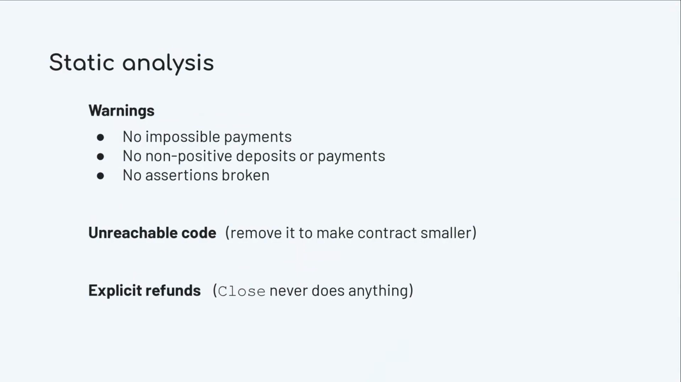On the other hand, static analysis has three modes: warnings, unreachable code, and explicit refunds. And warnings will tell you about payments which are impossible, again, partial payments, non-positive deposits or payments, that is, the ones that are either negative or zero, and also about assertions. And we will look into this in a moment.